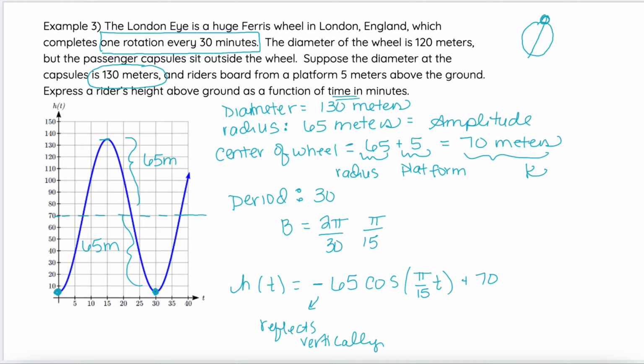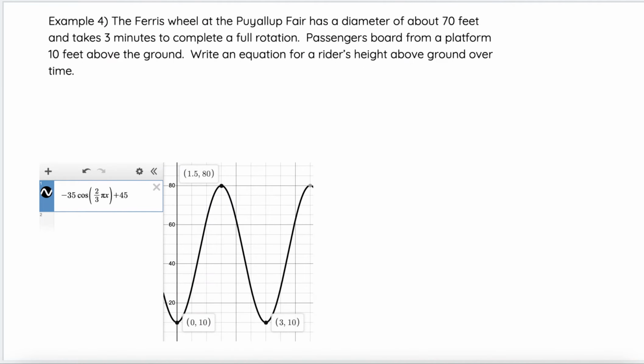All right, let's do another example about a different Ferris wheel, on slide 4. And I'm not even going to attempt that name, but at a fair, it has a diameter of about 70 feet and takes 3 minutes to complete a full rotation. Passengers board from a platform 10 feet above the ground. Write an equation for a rider's height above the ground over time.